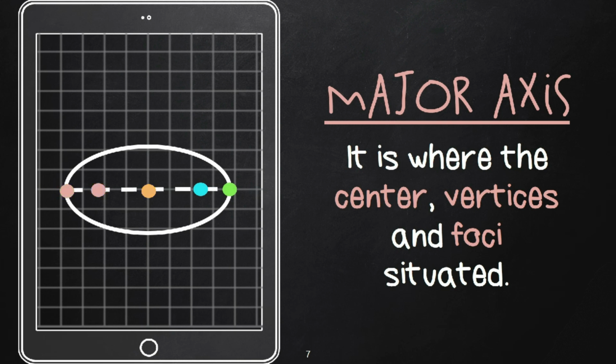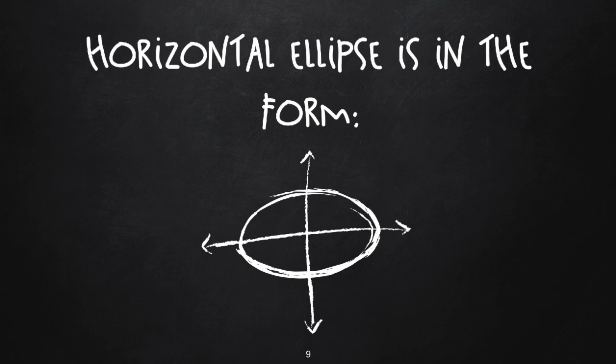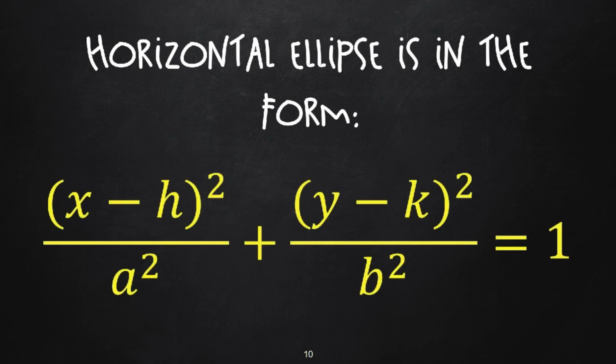So the major axis is where the center, vertices, and foci are situated. The minor axis is where the co-vertices and the center are situated. We should always remember that the major axis is always bigger than the minor axis. So a horizontal ellipse is in the form of (x minus h) quantity squared divided by a squared plus (y minus k) quantity squared divided by b squared equals 1.